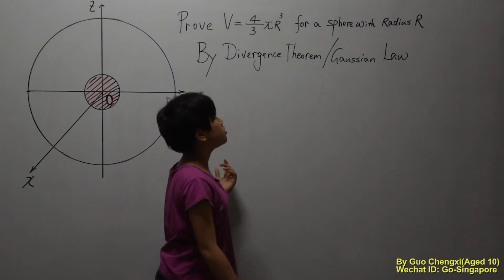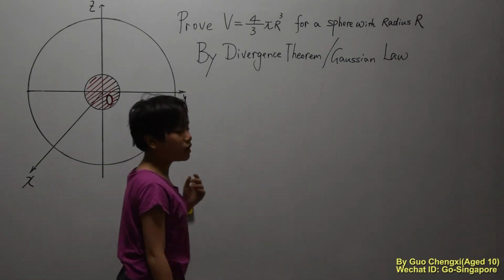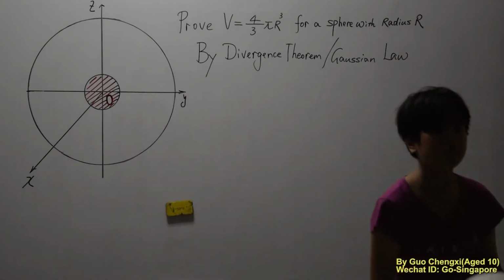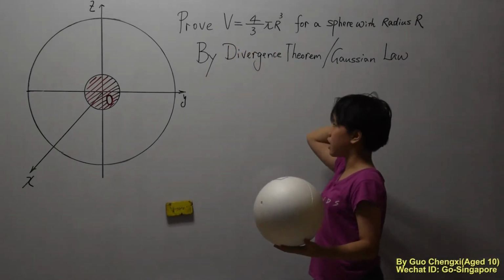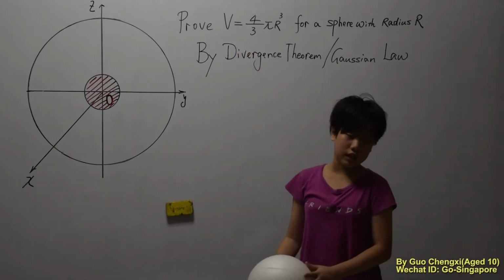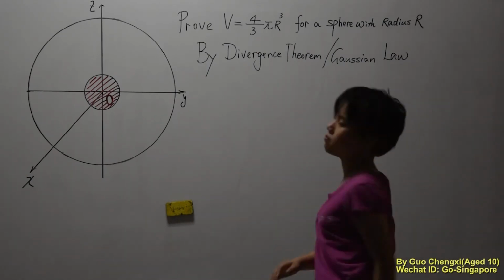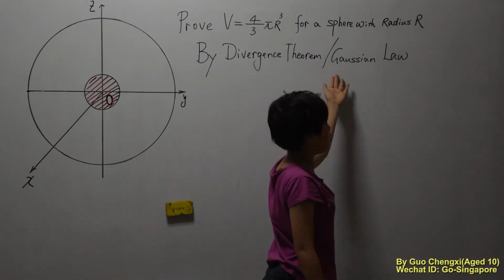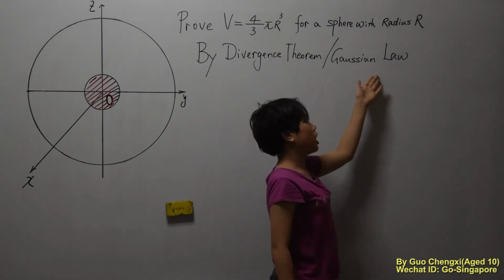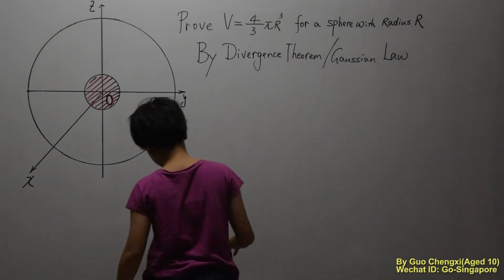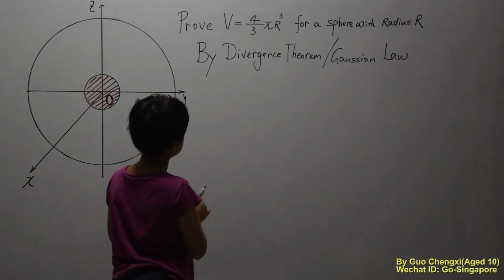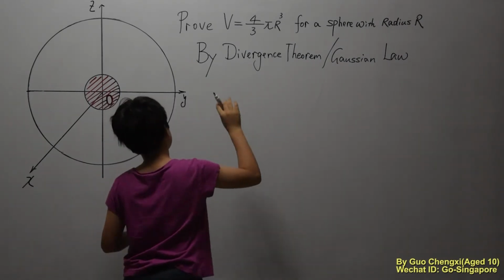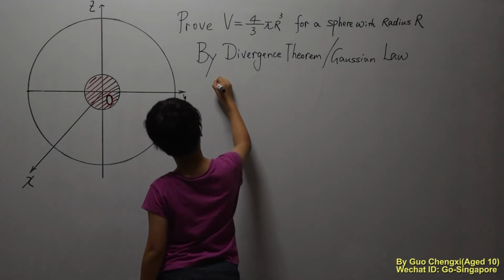So for this lesson, we'll be using another method to prove the volume of a sphere is 4/3 pi r cubed. Well, for this lesson, the method will be by the divergence theorem, or you can say the Gaussian law. Okay, so these two are the same thing, okay? Okay, so over here, I'm going to write down this Gaussian equation, and we'll tell you about the parts.